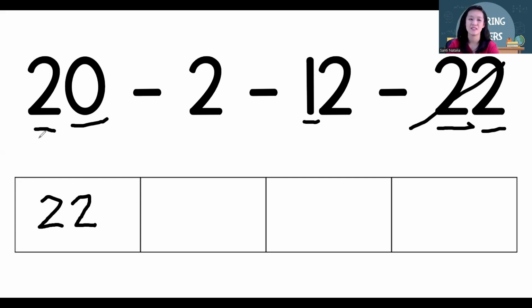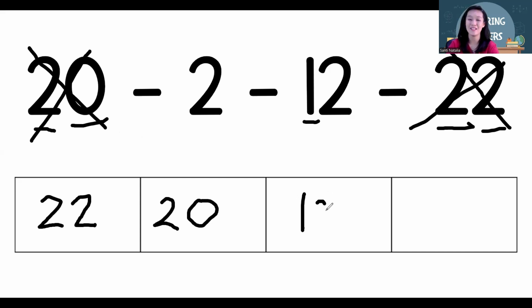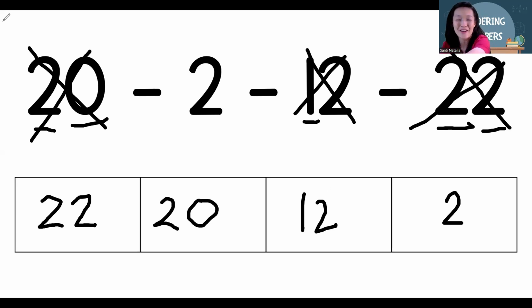Next. 20, 2, or 12. Find the biggest. 20 is the biggest. Next. 2 or 12, which is the bigger number? 12 is the bigger number. And the smallest number is number 2. That's good. Thank you, children, for trying.